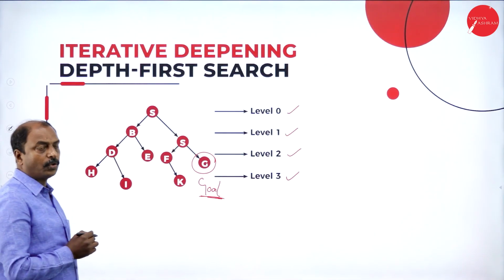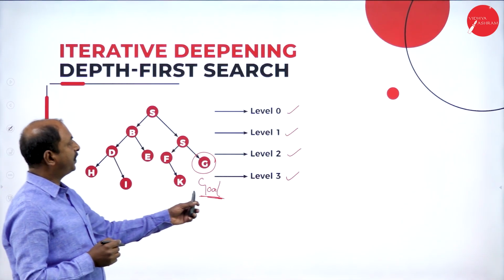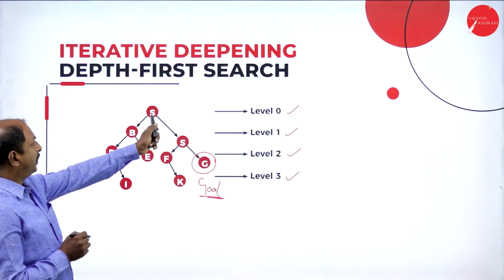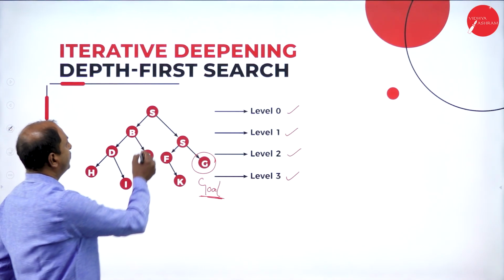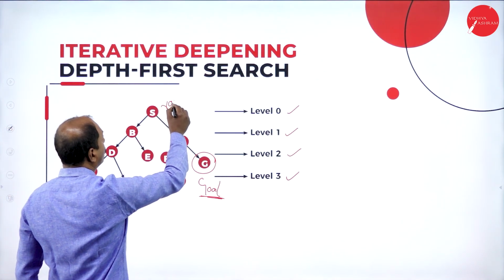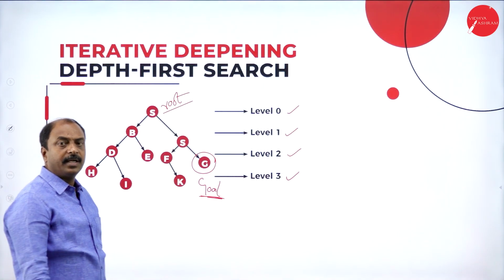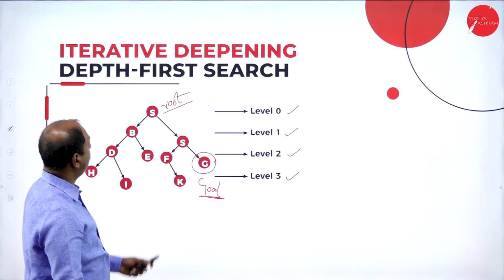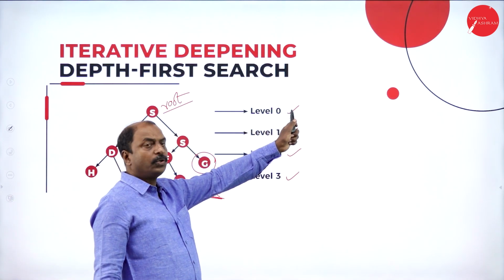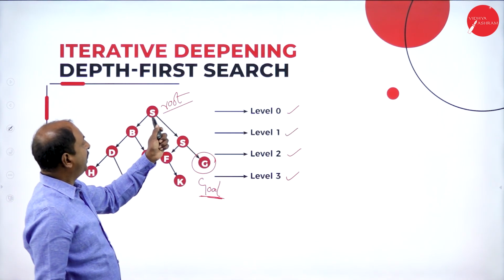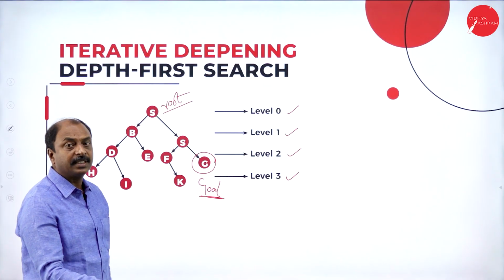G is the goal node. When you want to search for this, at level 0 is the starting point, or the root, from where it starts searching for the goal node. Here, this is level 0, and it is not a goal node. Then it is going to increase the limit.